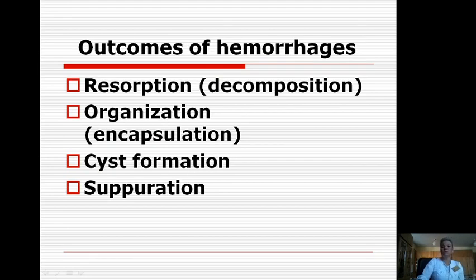Which outcomes of hemorrhages? Resorption due to infiltration, for example, and due to bruises formation. Organization or encapsulation. What is organization? Replacement of zone of hematoma, for example, by connective tissue, or formation of connective tissue capsule around zone of hemorrhage. Cyst formation with rusty color in the spinal cord or in the brain. And suppuration is a secondary bacterial inflammation.